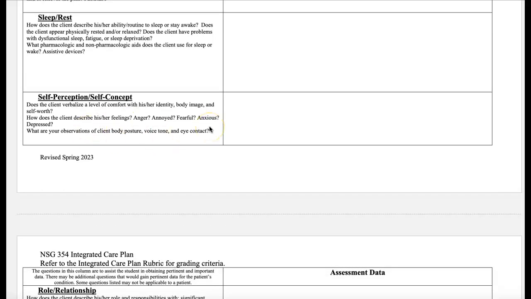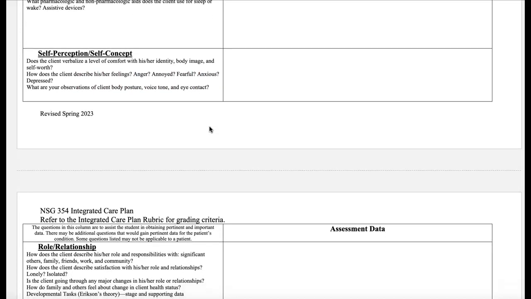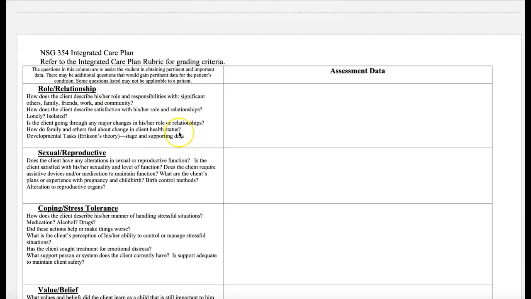Make sure you're asking about their feelings. Don't assume that based on what they look like matches how they're feeling. That is not always the case. Roles in relationship, again, just because they're elderly doesn't mean that they're not responsible for caring for somebody. They could be responsible for caring for a grandchild, so make sure you're asking those.